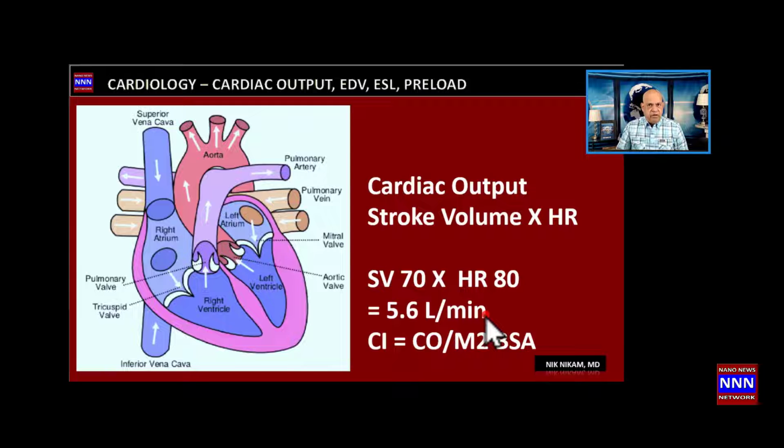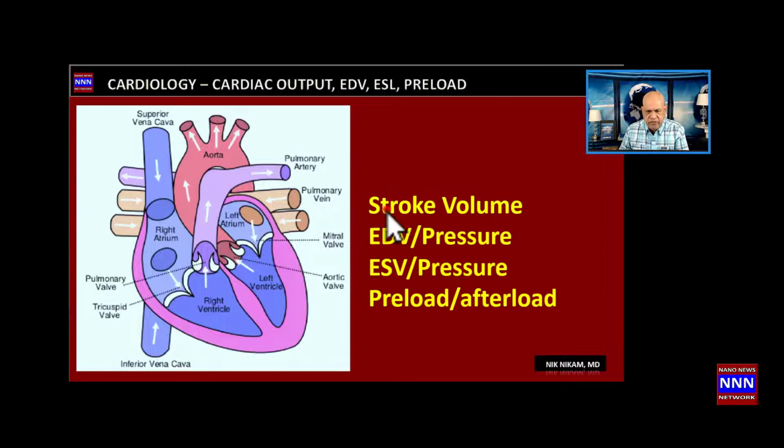But in cardiology, very often we use the cardiac index, which is based on cardiac output per meter square body surface area. In this way, we can correlate the cardiac output with reference to body size so that we are talking the same language. Many things can change the stroke volume. That's where the end diastolic volume and end diastolic pressure, end systolic volume and end systolic pressures, preload and afterload come into play.